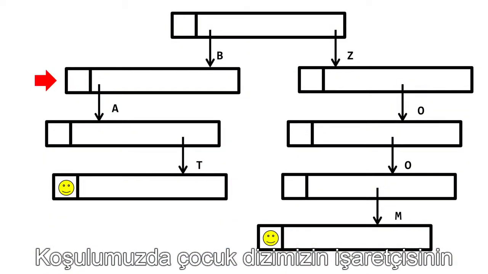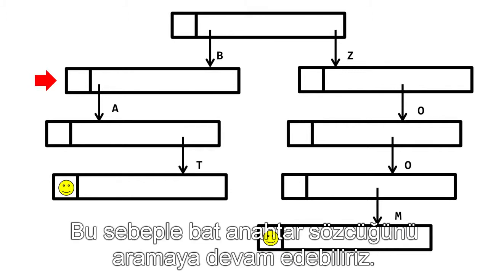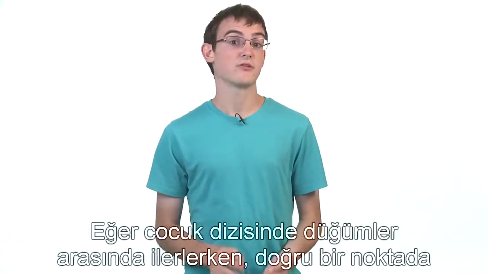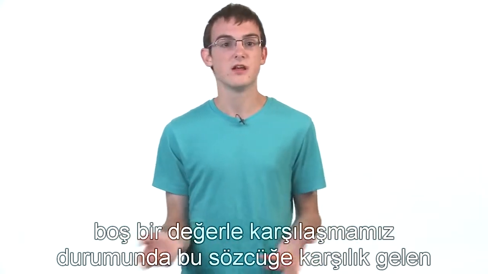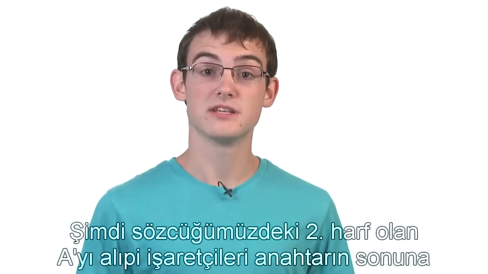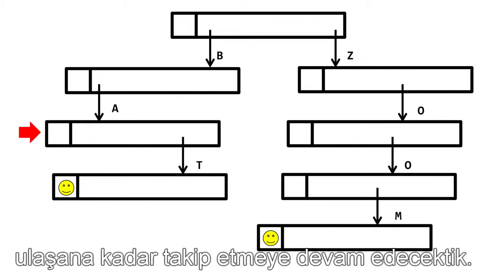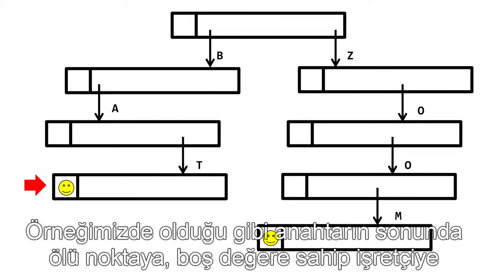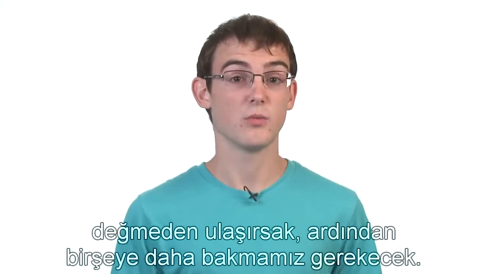In this case, the pointer in our children array at index 1 is not null, so we'll continue looking up the key bat. If we ever encountered a null pointer at the proper spot in the children array while we traverse the nodes, then we'll have to say that we couldn't find anything for that key. Now we'll take the second letter of our key, A, and continue following pointers in this way until we reach the end of our key. If we reach the end of the key without hitting any dead ends, null pointers, as is the case here, then we only have to check one more thing.